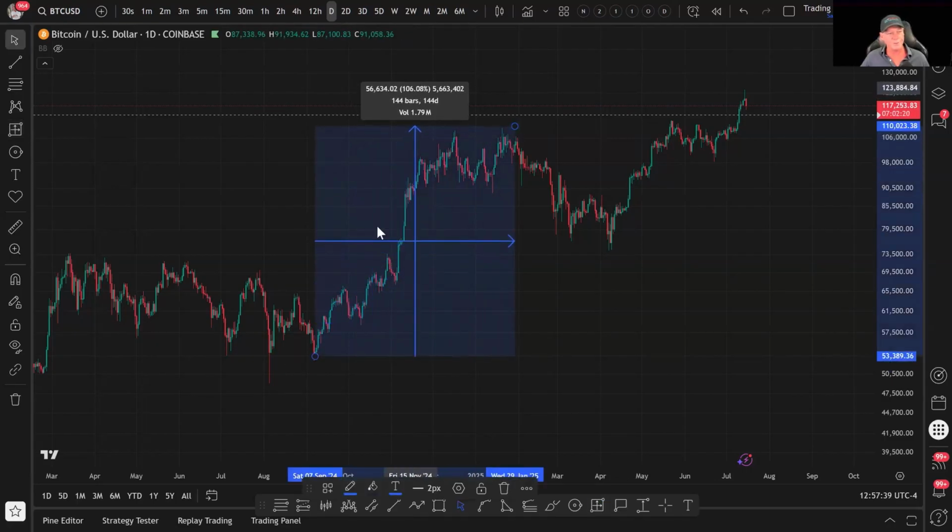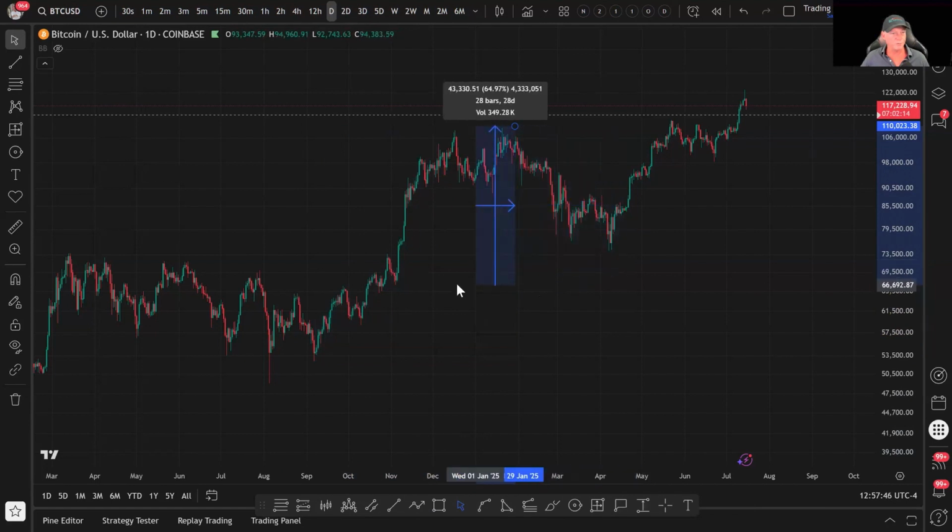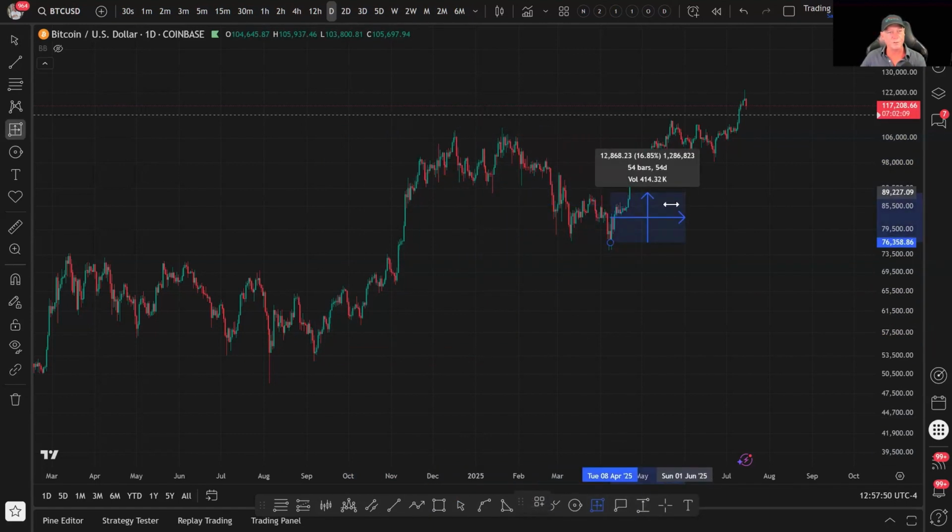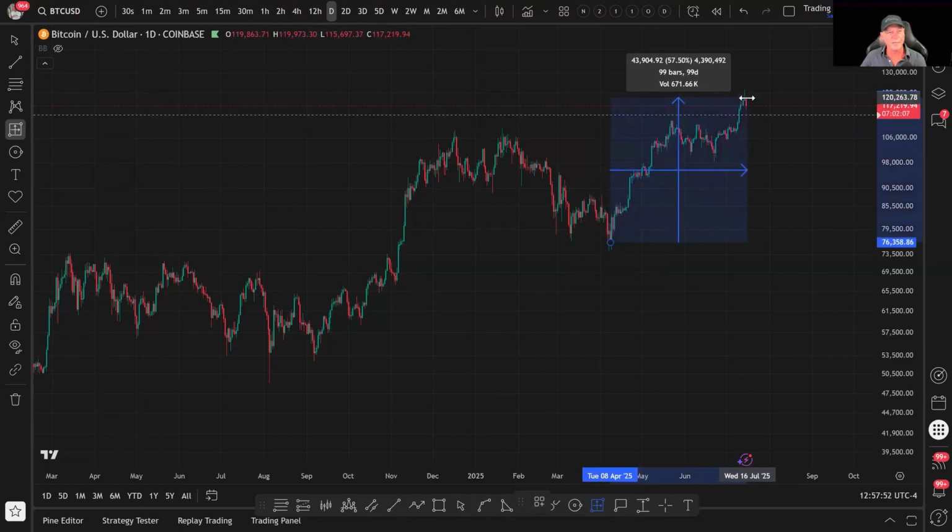And so that was a 100% move from Bitcoin from September of 2024. And if we wanted to see the price move, just delete that, this will stay on the chart also. From here to there, we just had a 57% move since April of this year. Beats a sharp stick in the eye, and you can leave those on the charts.